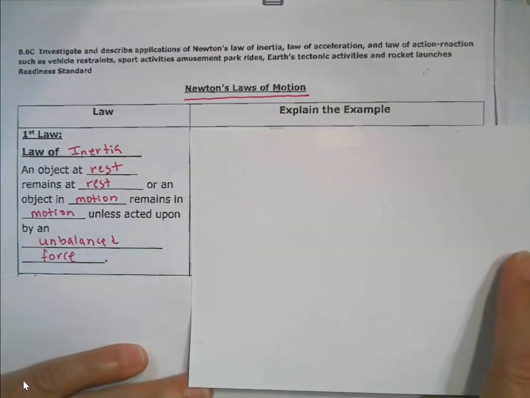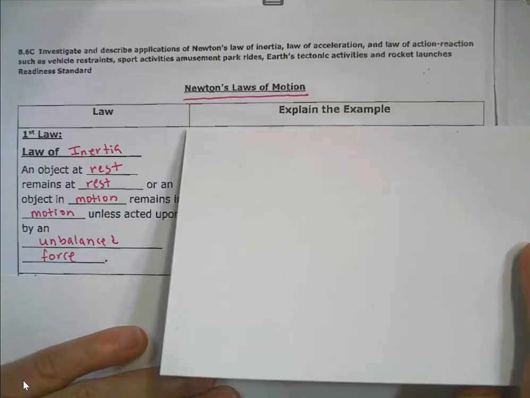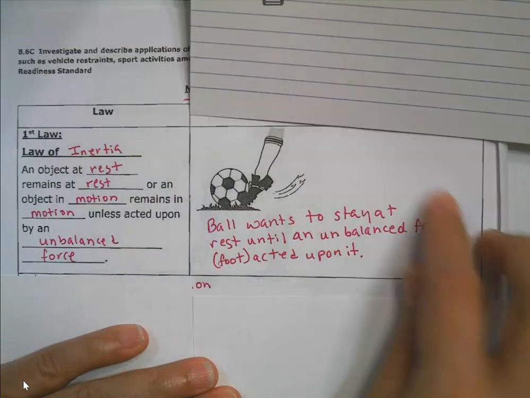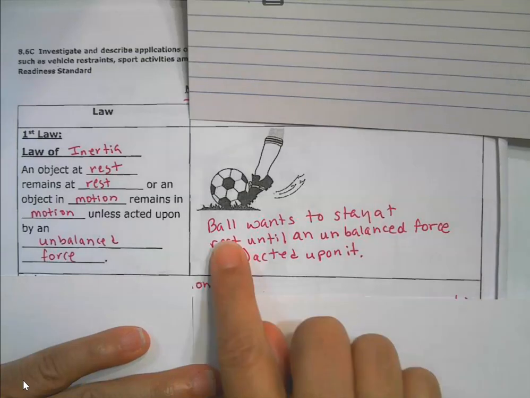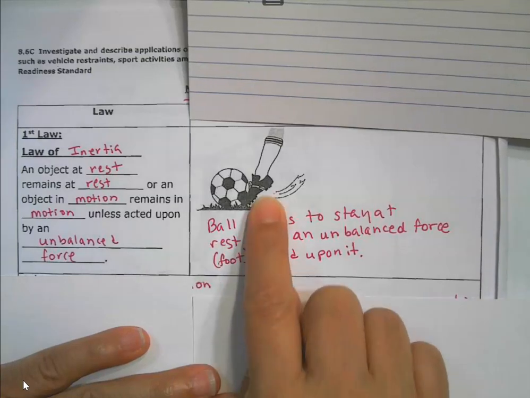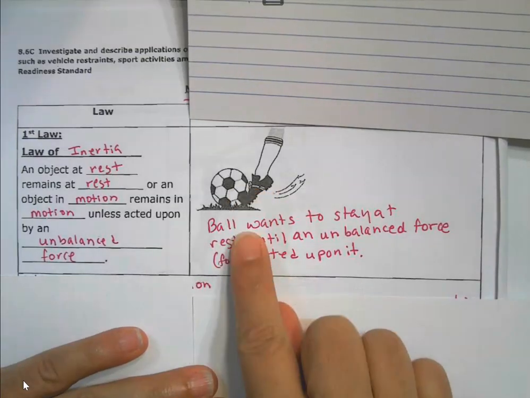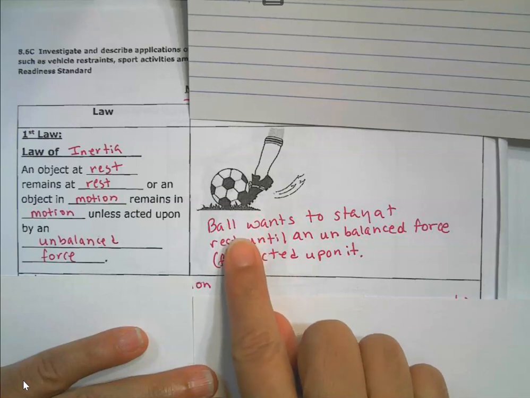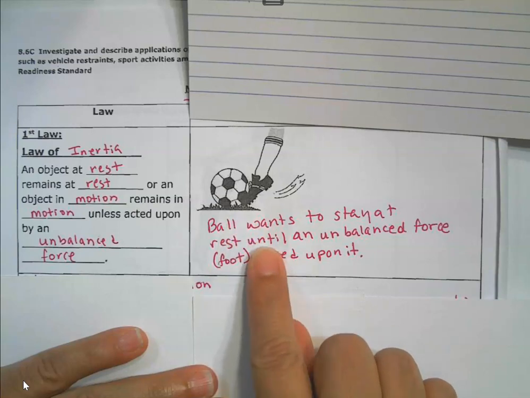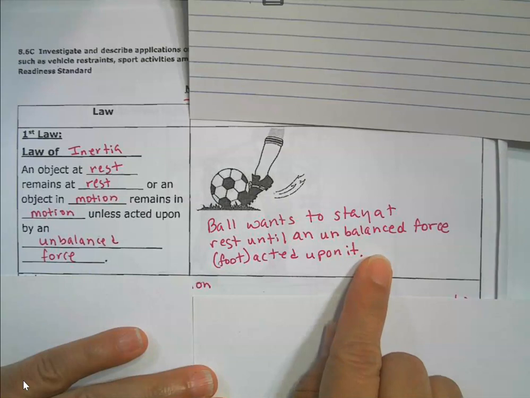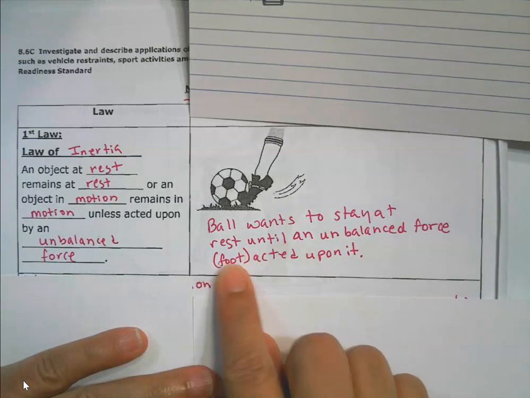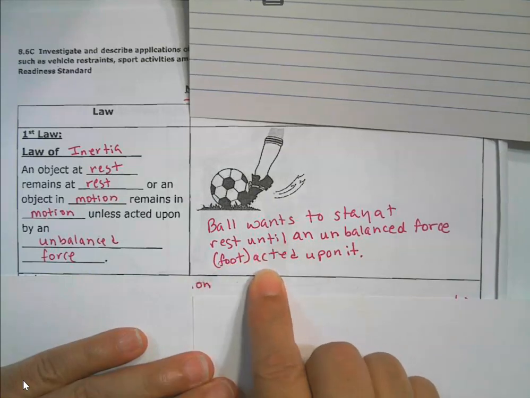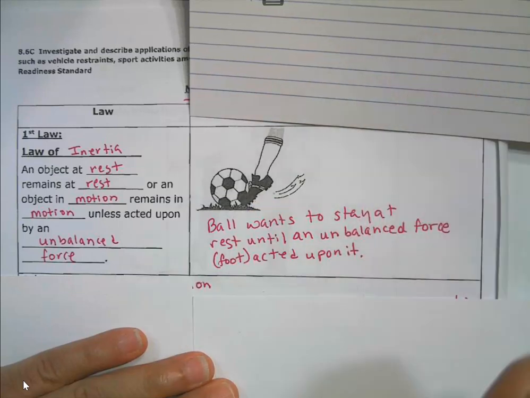And let me go ahead and give you the example. The example that we have right here shows a foot kicking the ball, the foot of the player. It says the ball wants to stay at rest until an unbalanced force, which is the foot of the player, acts upon it. So then what's going to happen to the ball? The ball's going to start moving.